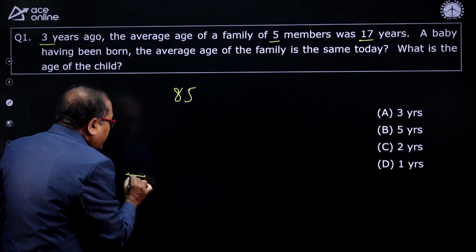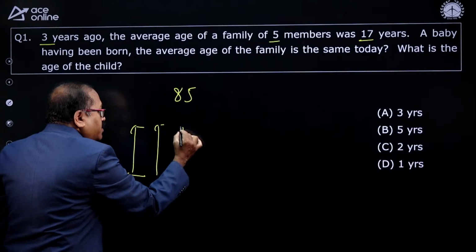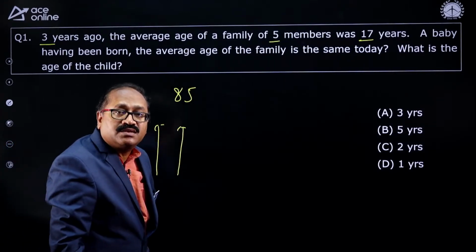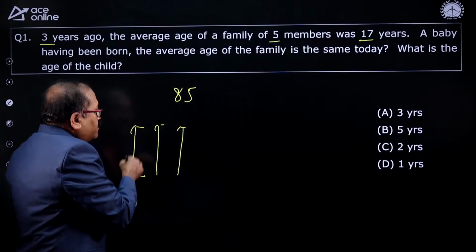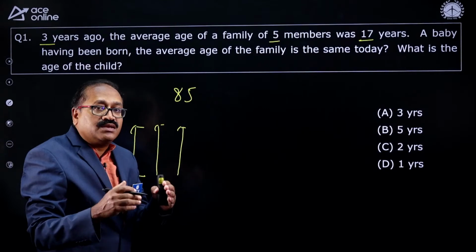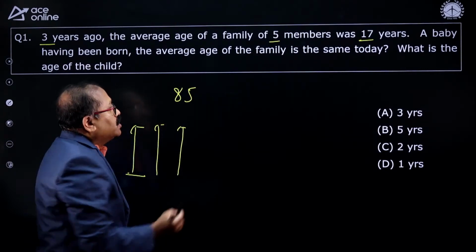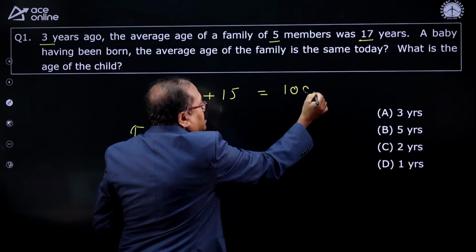This is 3 years back. So everyone's age will increase by 3 years. And how many members are there? 5 members are there. Every one of the 5 members' age will increase by 3 years, meaning the total will increase by 3 into 5, 15. So add this 15 over here. That means the present total is 100.